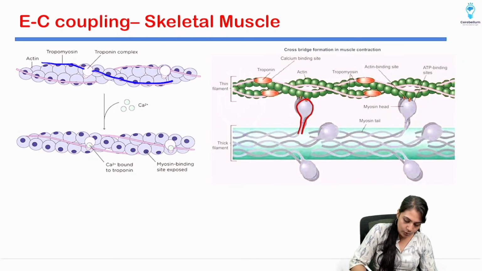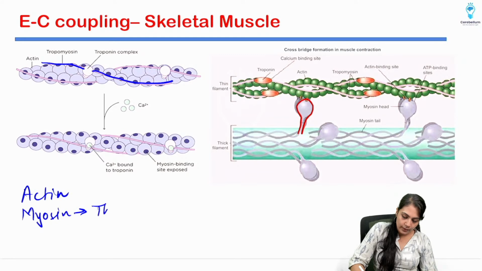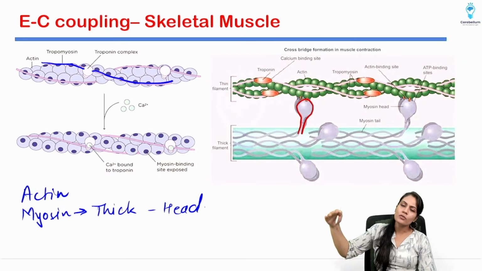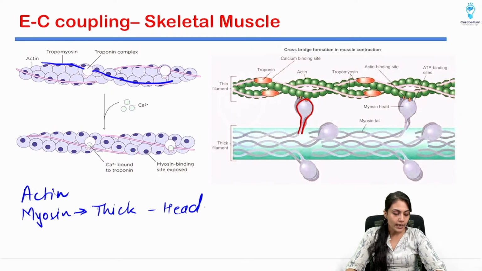First two things that you need to remember is the actin, right? That is one of the filaments. Second is myosin, another filament. I told you myosin is masculine, so it is going to be the thicker filament which is going to have a head also. And actin is thinner, so it is going to slide onto the myosin, and that's how the muscle contraction is going to take place.